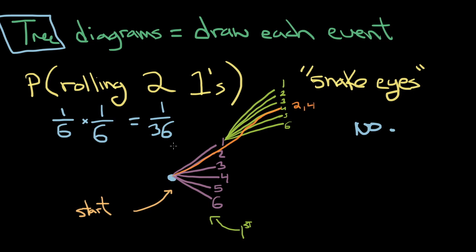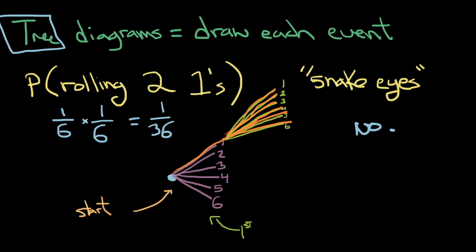Right? I could have rolled a... actually, you know what? I shouldn't have shown it that way. I was just drawing this for the ones. So I could have rolled a 1 and a 4. There we go. I could have rolled a 1 and a 1, snake eyes. A 1 and a 2, a 1 and a 3, a 1 and a 5, a 1 and a 6.